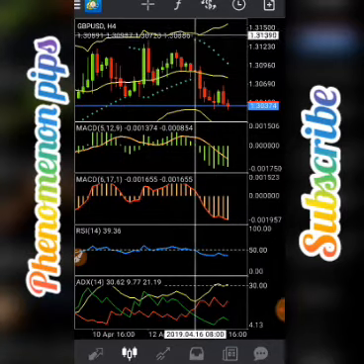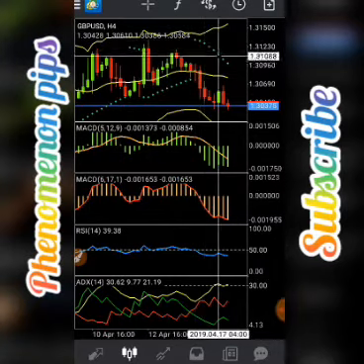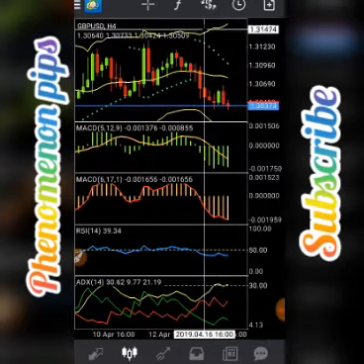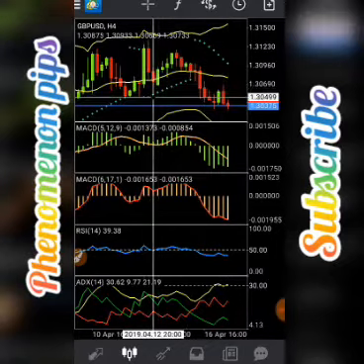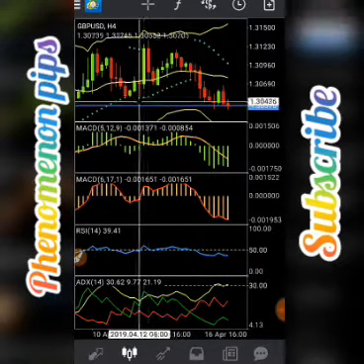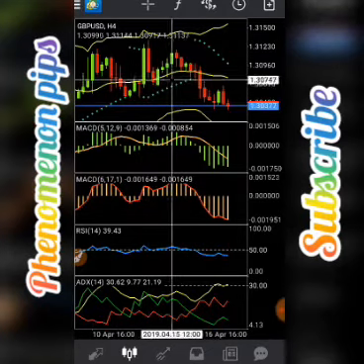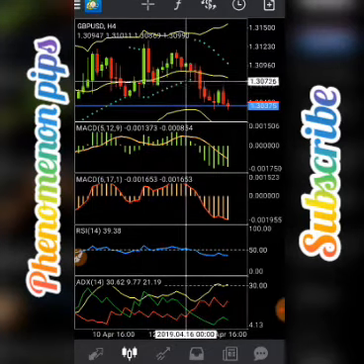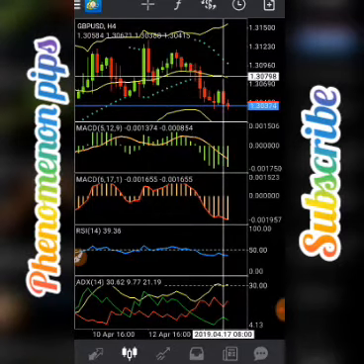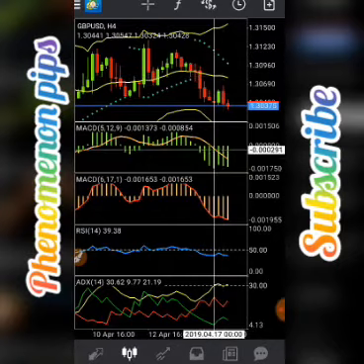So when we see the parabolic SAR above, we can go for a sell trade, because we see it as pushing price downward. And when we see it like this under price, we can go for a buy trade, because we see it as pushing price upward. But at a point it will stop, as we see here. It stops at this point, and then it reverses and starts turning down. That is the meaning of the parabolic SAR.